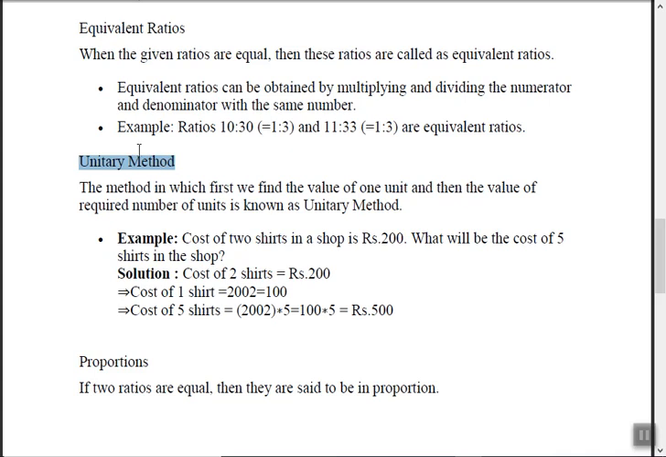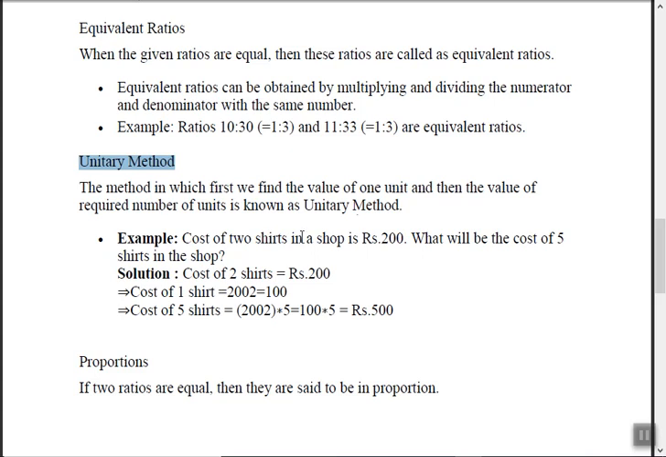Next, how to use these ratios to find the value of something. Let's see the example only. The method in which first we find the value of one unit and then the value of required number of units is called unitary. Means what? You convert everything to 1 first and then convert it to the required number of units.